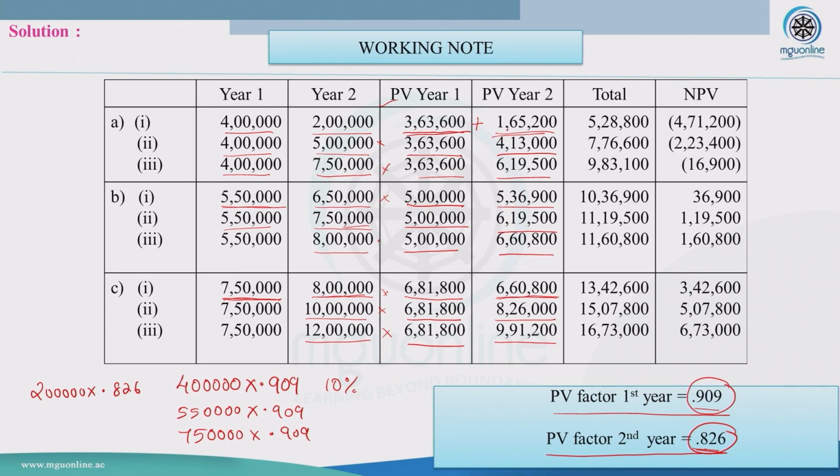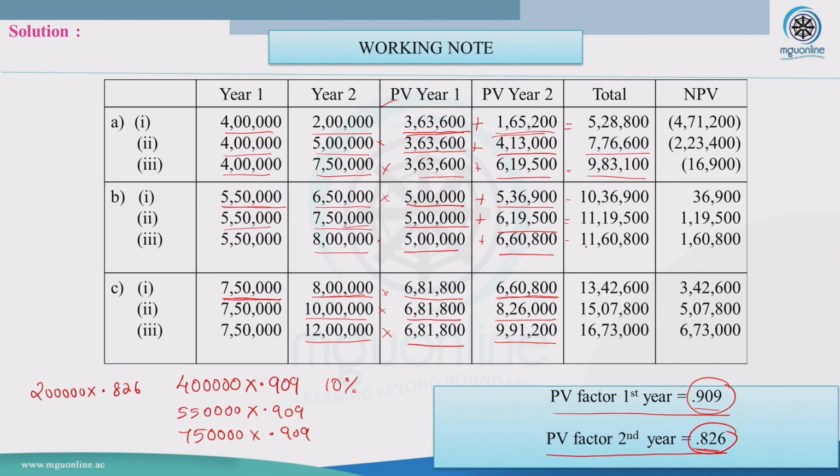Next, we should take the total of the present value of year 1 and year 2, which means 3,63,600 plus 1,65,200, it will be 5,28,800. Next, 3,63,600 plus 4,13,000, it will be 7,76,600. Then 3,63,600 plus 6,19,500, it will be 9,83,100. 5 lakh plus 5,36,900, it will be 10,36,900. And 5 lakh plus 6,19,500, it will be 11,19,500.